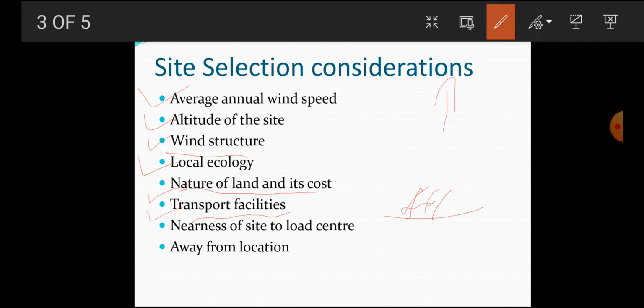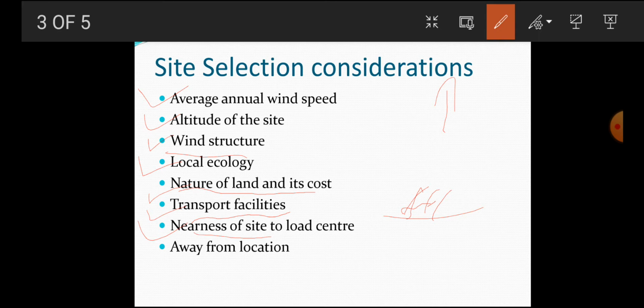Then nearness of site to load structure. So the site should be located near to the load to which power is supplied. Means the demand of the power requirement should be nearer. So the location of the site near the load center reduces the cost of transmission lines and the losses occurring in it. So the transmission loss can be reduced.